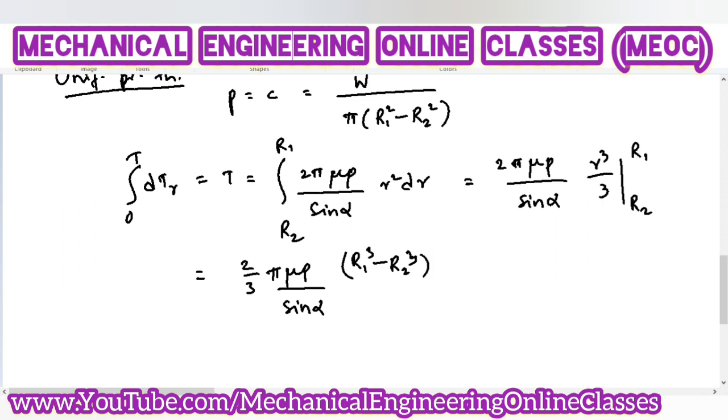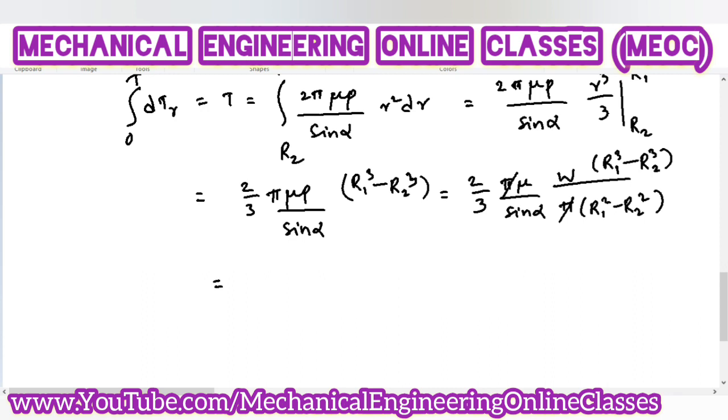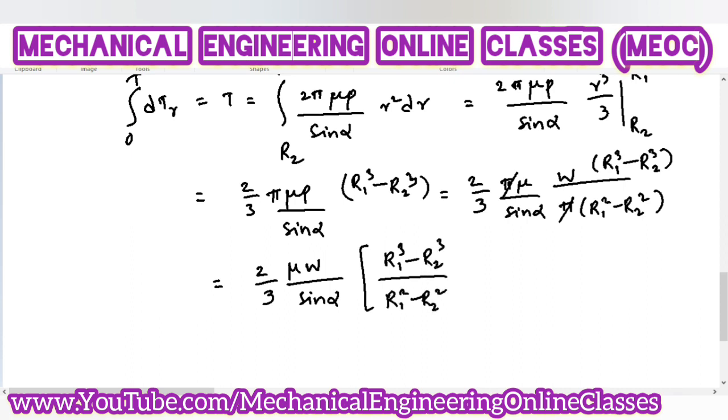If we further replace P with this equation, we get 2 by 3 pi mu by sine alpha, where P is W by pi into r1 square minus r2 square, and in the numerator r1 cube minus r2 cube. So we will be arriving at the expression 2 by 3 mu W by sine alpha into r1 cube minus r2 cube divided by r1 square minus r2 square. This is according to uniform pressure theory.